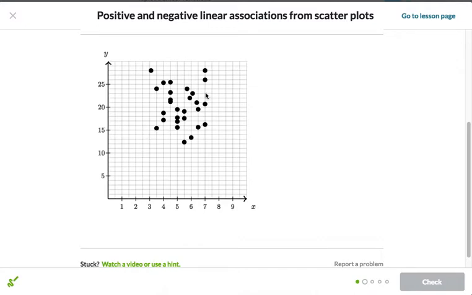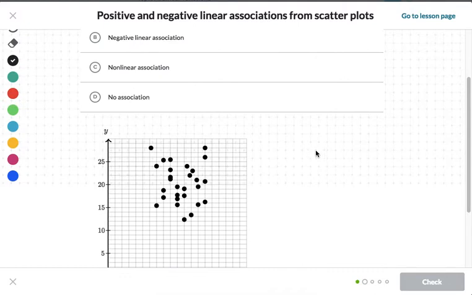It doesn't make a line that goes straight up, and it doesn't make a line that goes downwards. There isn't really any curve. I mean, you've got a rough curve that might look like this, but all the data is far too spread out from here. So it doesn't really give any association at all. So we can select no association for this one.